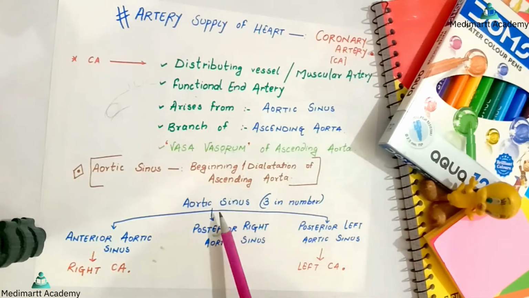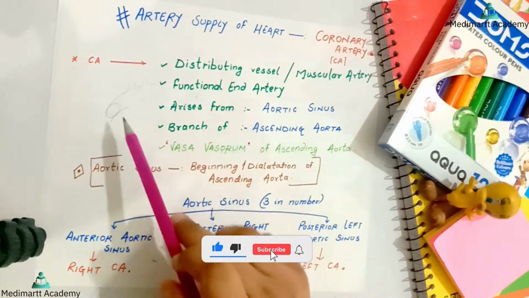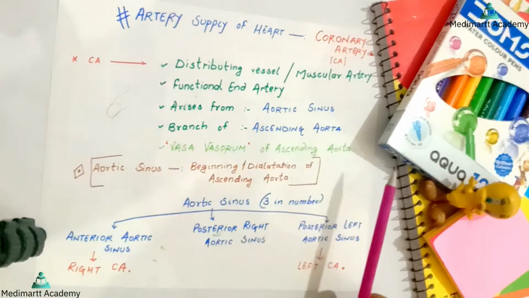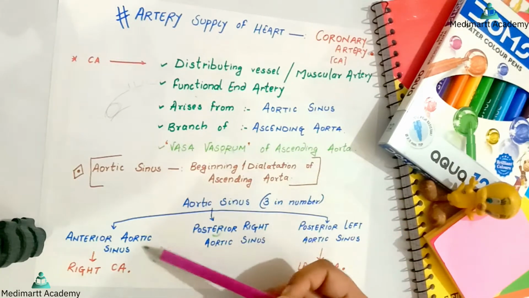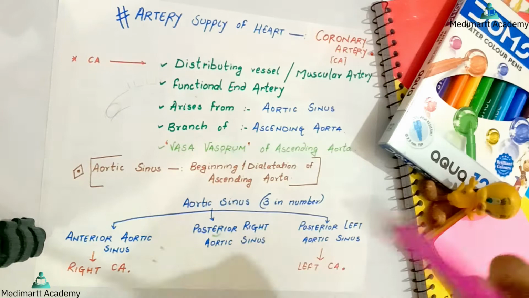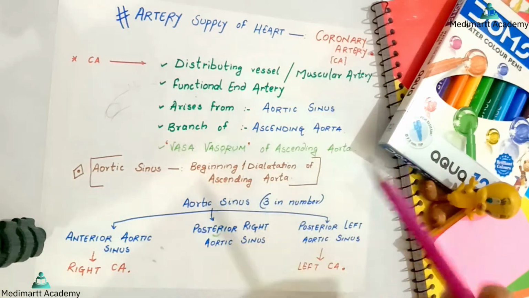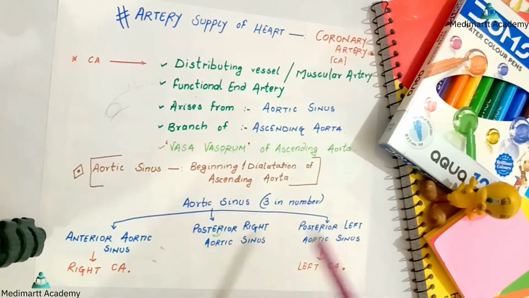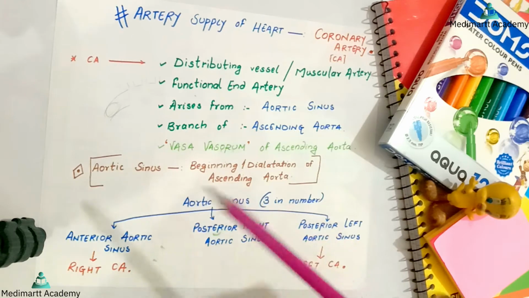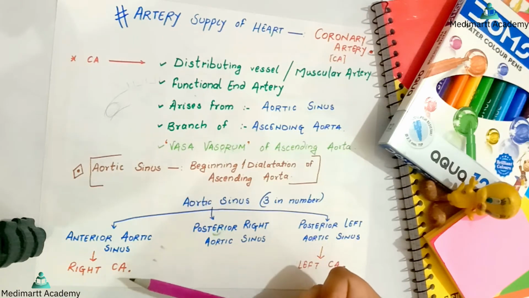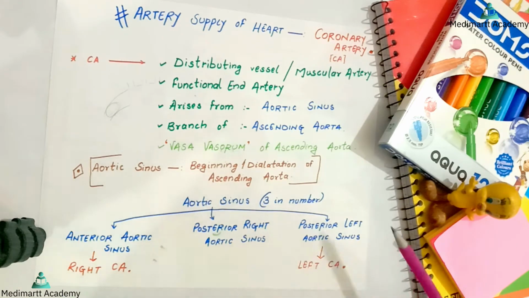Now, aortic sinus. These aortic sinuses are three in number. On the anterior side we have the anterior aortic sinus. On the posterior side we have two aortic sinuses, the posterior right aortic sinus and the posterior left aortic sinus. The anterior aortic sinus gives rise to the right coronary artery, and the posterior left aortic sinus gives rise to the left coronary artery. So this is the basic model. We will go further inshallah.